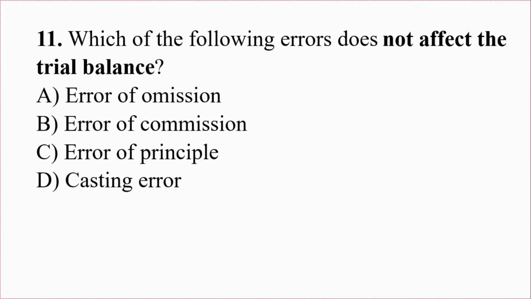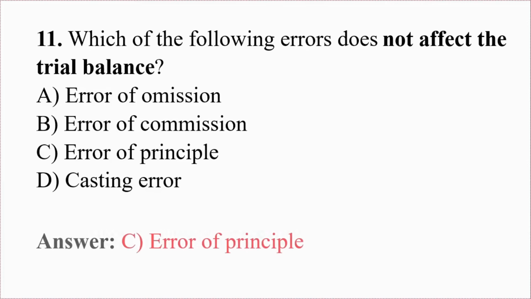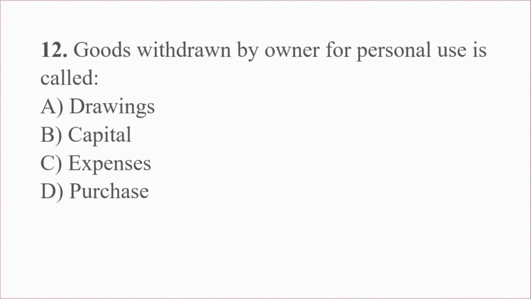The next question is: which of the following errors does not affect the trial balance? Option A, error of omission. Option B, error of commission. Option C, error of principle. Option D, casting error. The correct answer is option C, that is error of principle.